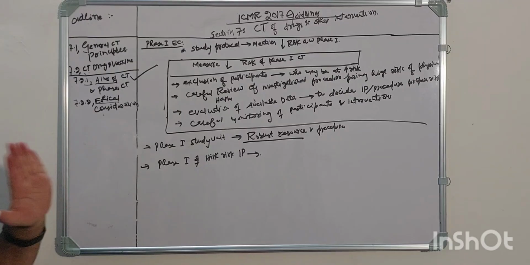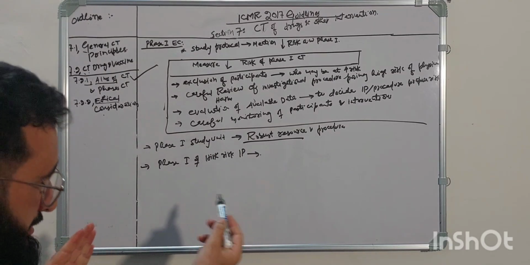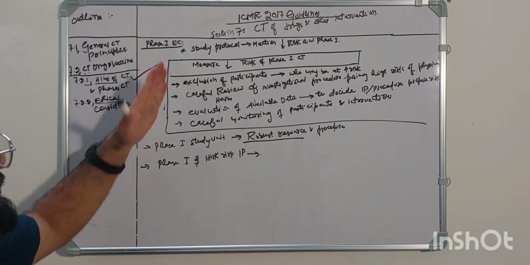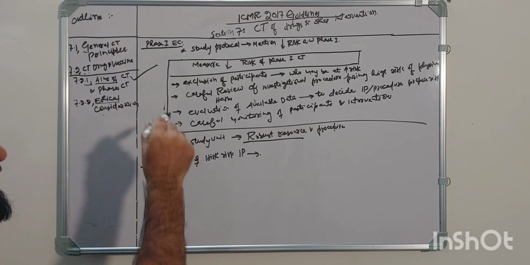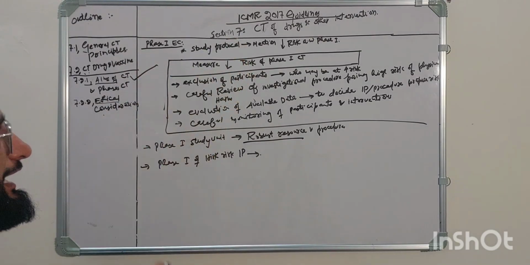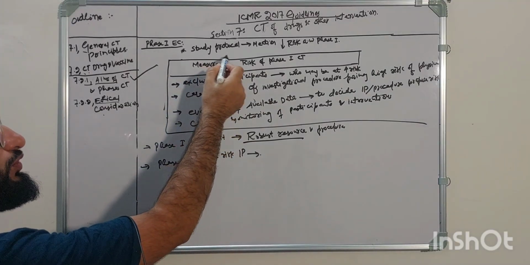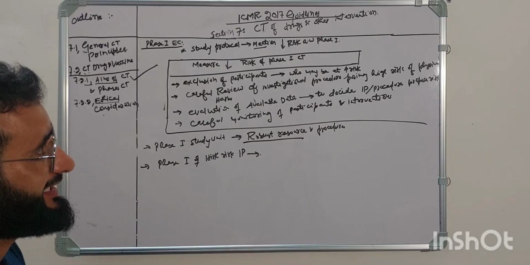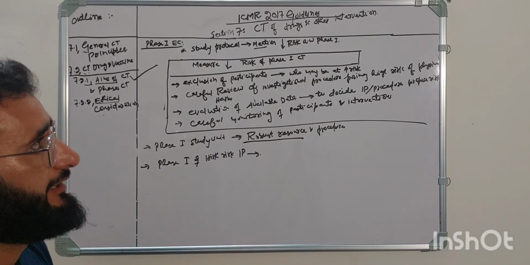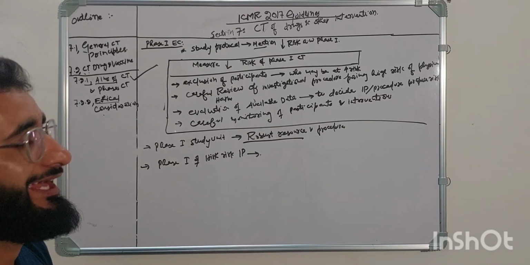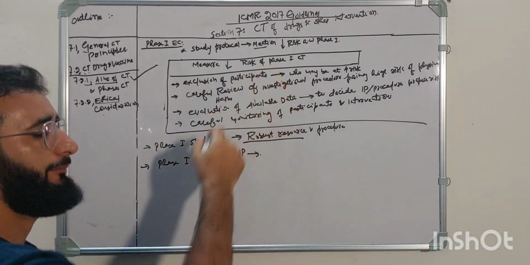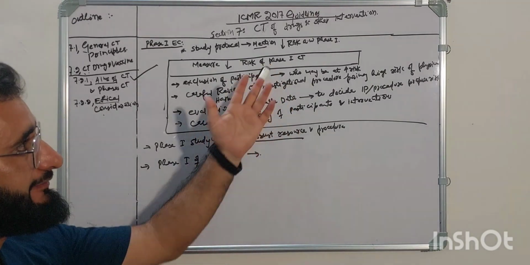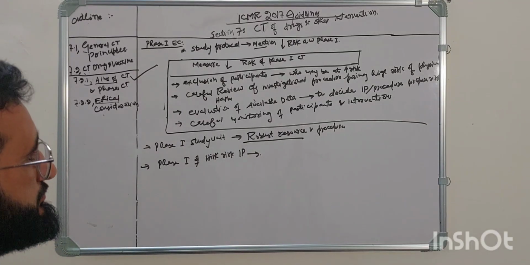So ethical considerations we discussed in the previous video, a while ago. And then at the last I wrote one guideline as per ICMR. They have discussed that the study protocol should clearly mention any risk associated with phase 1 trial, and they should mention the measures to decrease the risk attributed to phase 1.